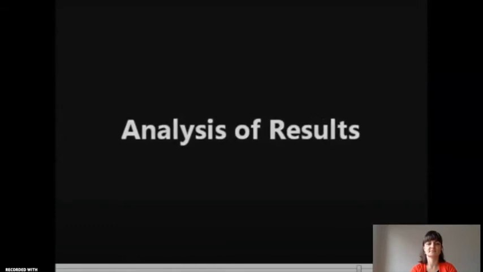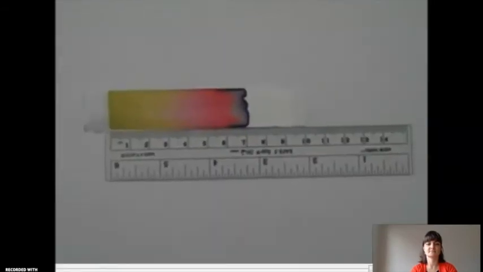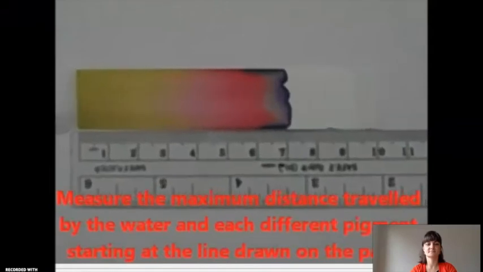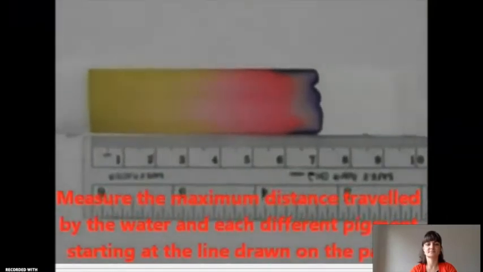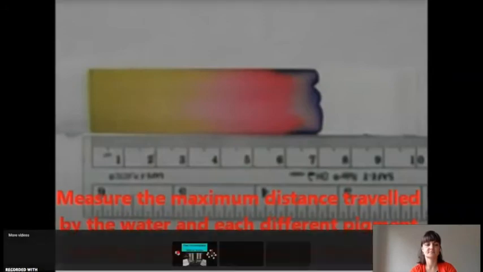Now, to do analysis of our results, what we're going to want to do is to measure the distance traveled by each pigment. Let's pause here for a moment. So I want to measure the maximum distance traveled.